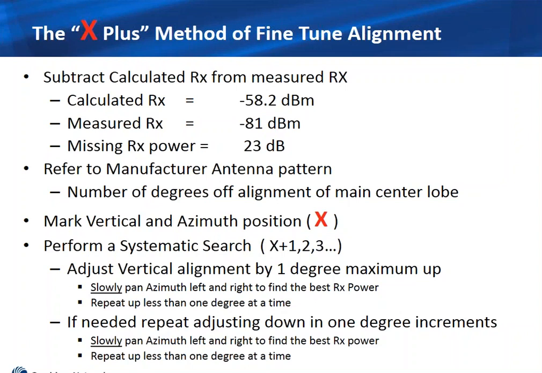Now what I've done is, if I find that the value hasn't changed at all, or the value is dropping wildly, what I know is that the signal strength and proper alignment is not on that horizontal plane. So I need to change my horizontal plane. So now I'll change my up and down tilt by just, say, half a degree, 1 degree maximum. So I'll move up. So it's X plus 1.